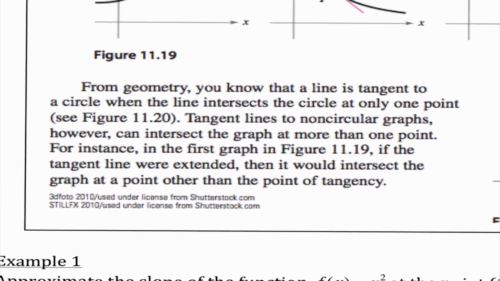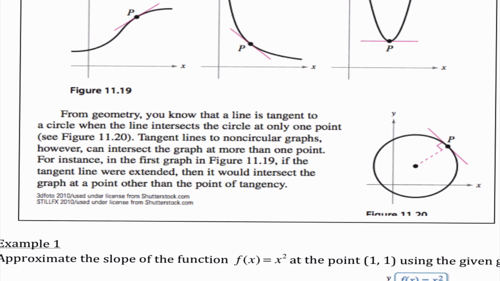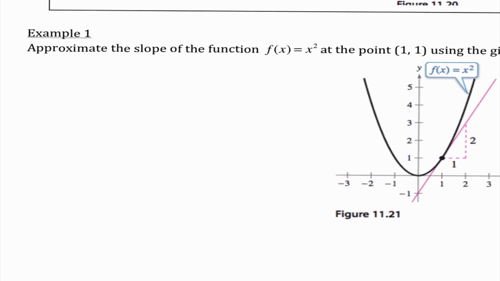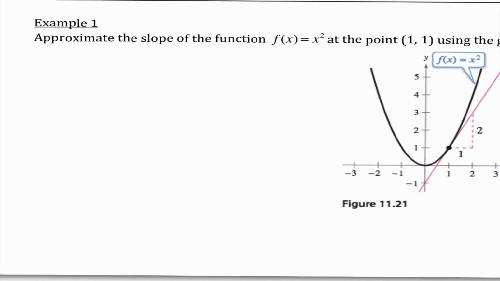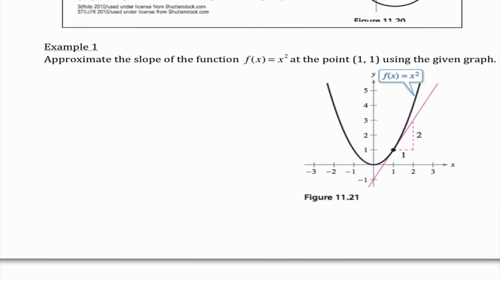In geometry, we learned that a line is tangent to a circle when the line intersects the circle at only one point. Tangent lines to non-circular graphs, however, can intersect the graph at more than one point. And that's what I talked about in this graph up here. The first examples that we're going to go through, I'll be honest, are super easy because a tangent line is already given to us. When it gets more difficult is when we do not know what the tangent line is and we need to try and figure that out.